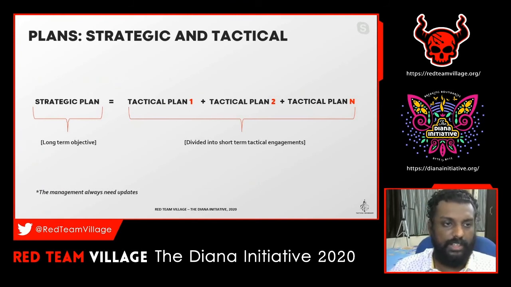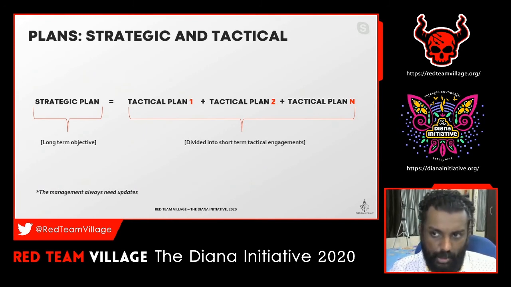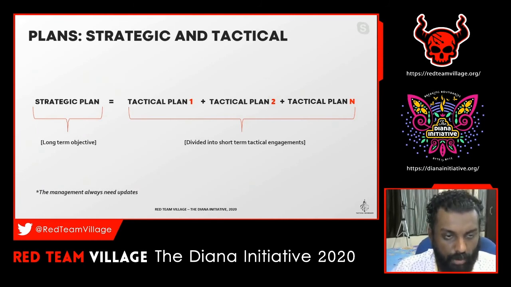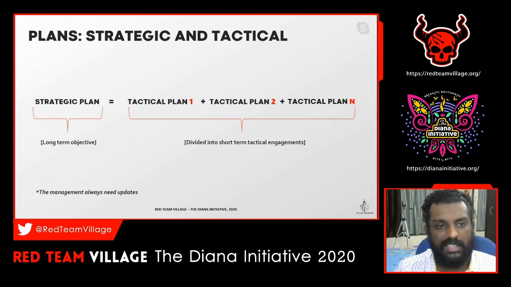This is also very, very important. We have strategic plans and tactical plans. Strategic plans focus on long-term objectives, whereas tactical plans focus on short-term tactical engagement. You can derive a couple of tactical plans and chain them together to reach a strategic plan. For example, in here, our strategic plan is to have a matured red team operation within your organization. To achieve that long-term goal, you can devise a couple of tactical plans. In our case, tactical plans are each phase. IRTO has different phases, phase 1 to phase 5, so each phase can be considered a tactical plan.